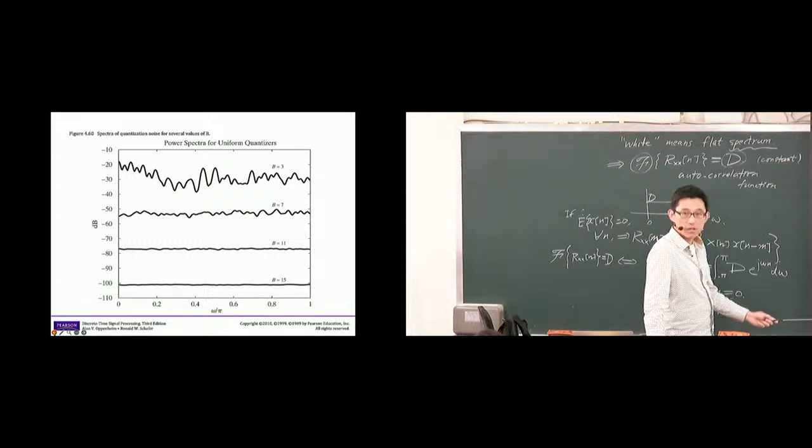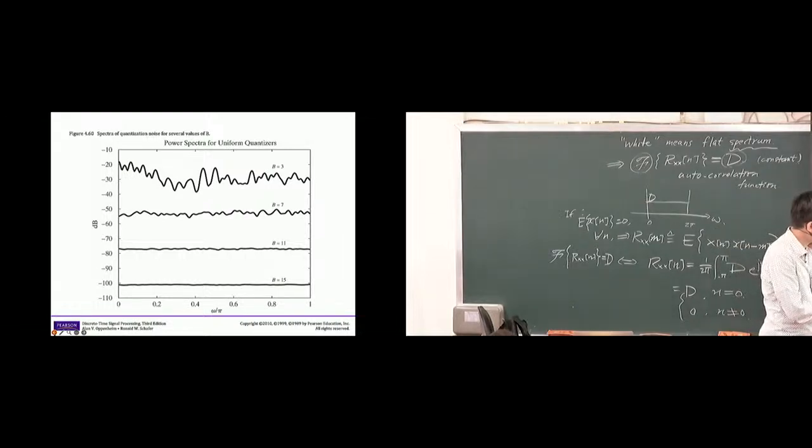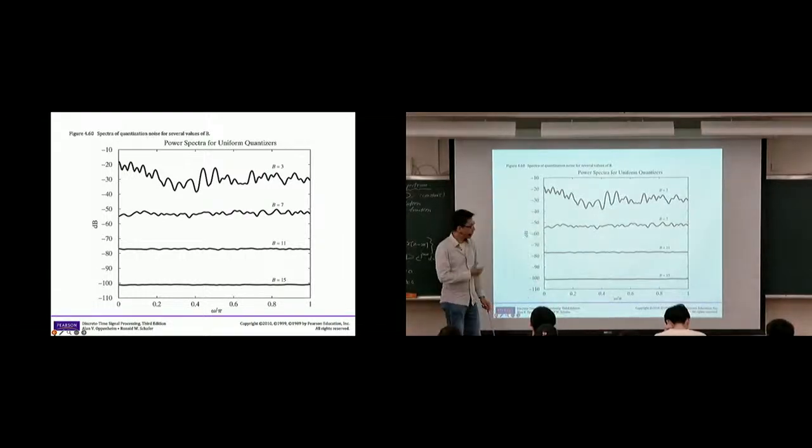So this figure tells us a lot of things. First of all, it seems that when we increase the number of bits for our quantization, we can flatten the spectrum of our approximation error. That implies that the autocorrelation function is almost a delta function. Every sample's approximation error is going to be uncorrelated with the next. That's what it implies.